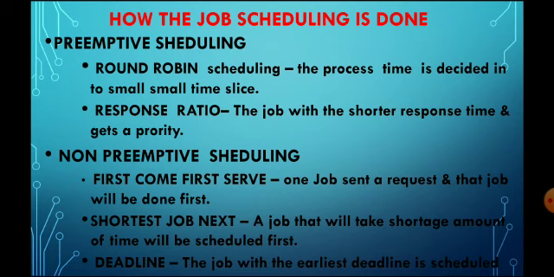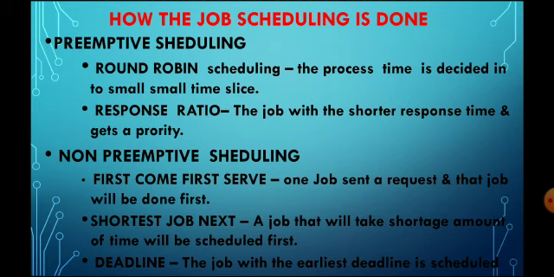So, how is job scheduling done? Job scheduling is done in two ways, preemptive and non-preemptive. What is preemptive scheduling? In preemptive scheduling, the operating system can decide on the previous job or next job before the previous job is done. It is not so in non-preemptive scheduling. In non-preemptive scheduling, the operating system will have to wait till the current job is finished and only then can it decide about the next job.